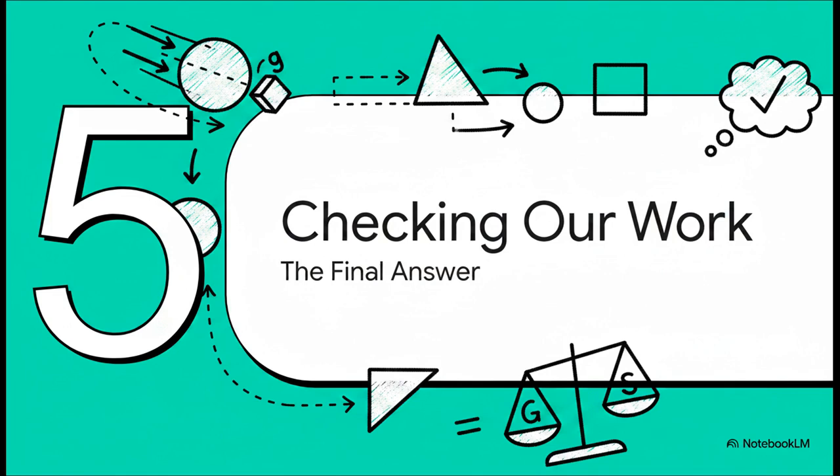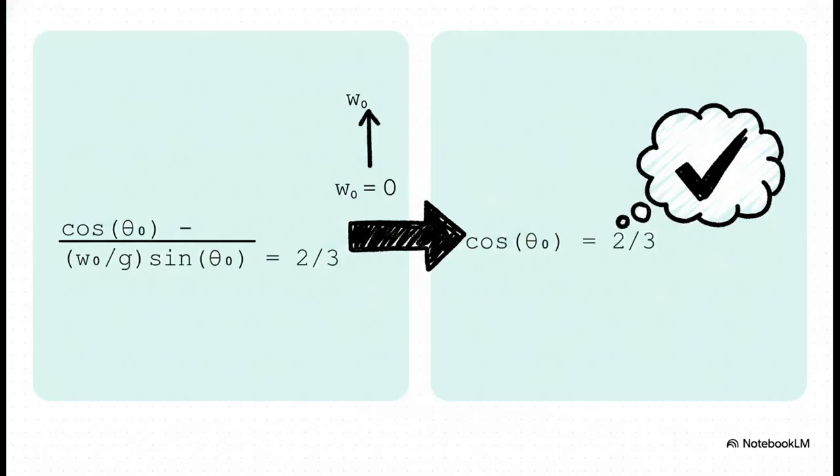So we've got our general solution. But any good physicist will tell you the job isn't done until you've checked your work. The best way to do that is with a sanity check. A more complicated general solution should always simplify back to a special case that we already know is true. Let's see if our new formula holds up. And watch this, it is so satisfying.